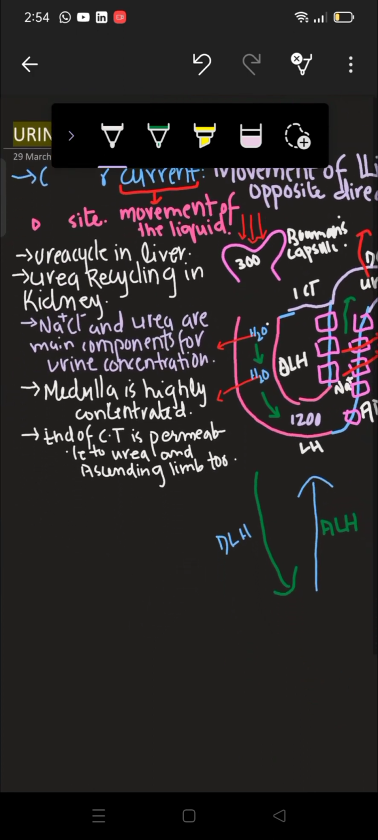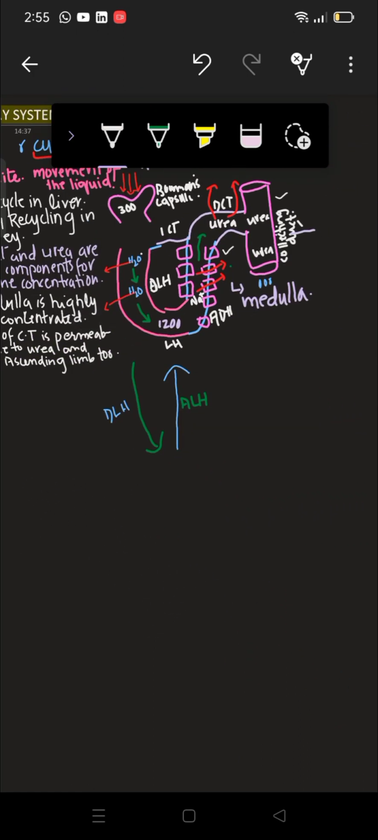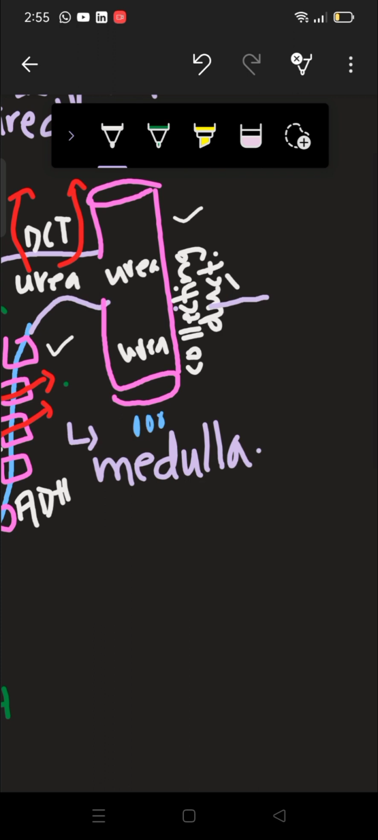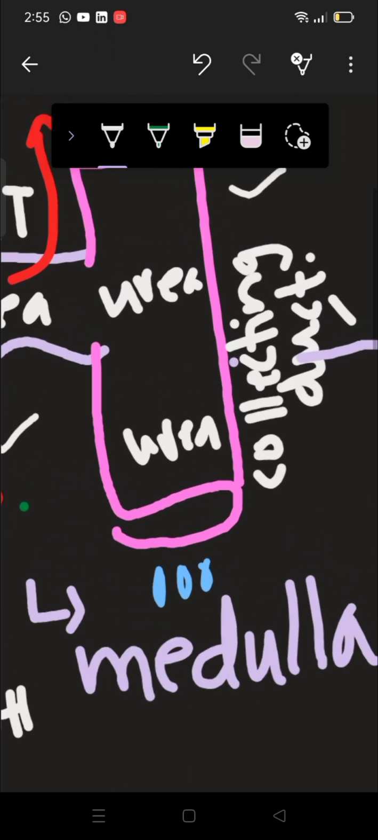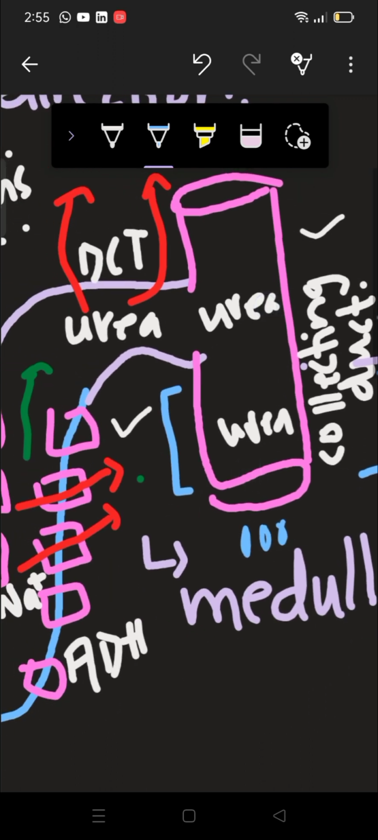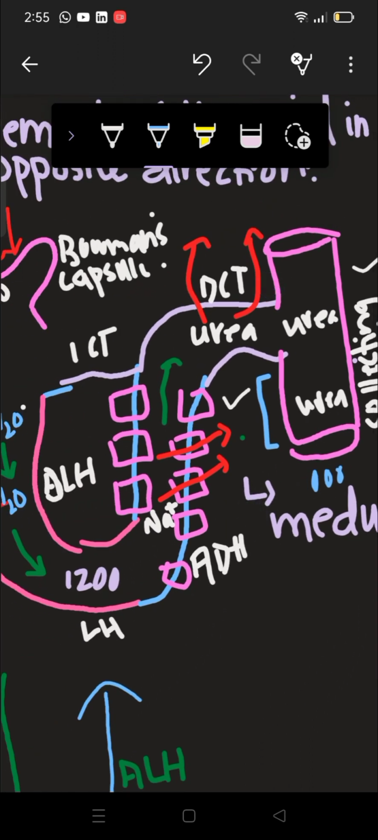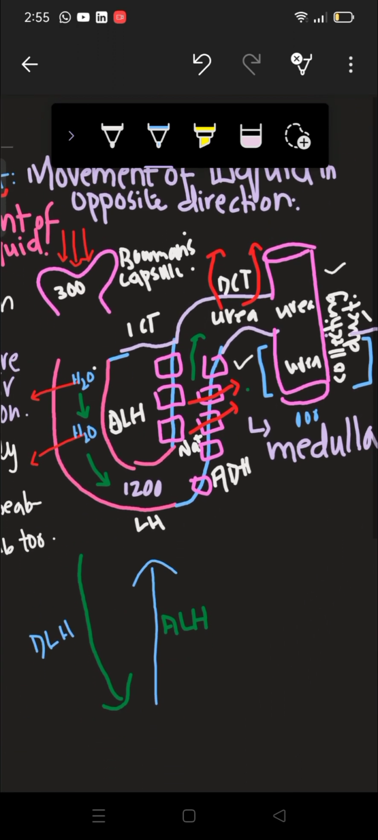Not the whole collecting duct is permeable to the urea, but as you can see, only the end of the collecting duct from here. Let me mark this down. Only this part is permeable to the urea, and the whole ascending loop of Henle is permeable to the urea. So this was all for today about the countercurrent mechanism. In the next video we will go with the countercurrent exchange.